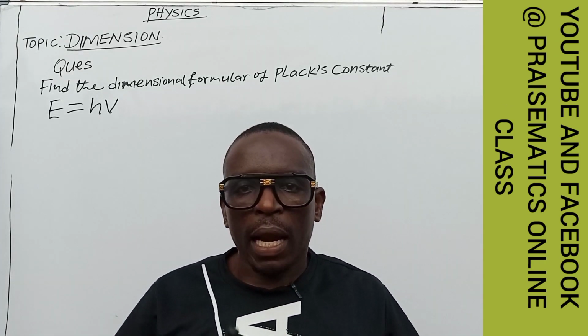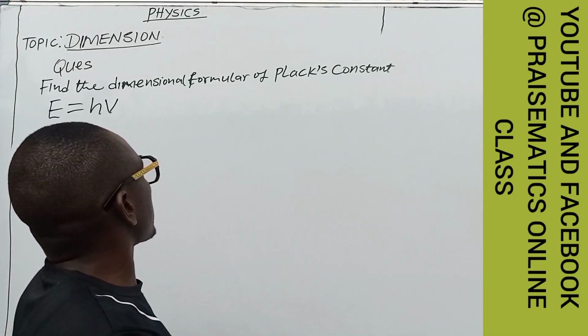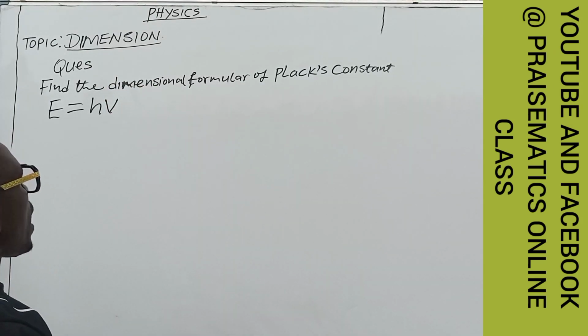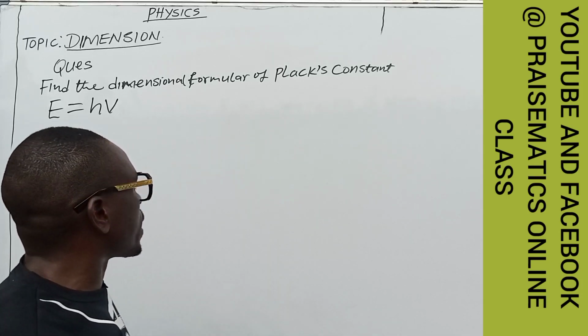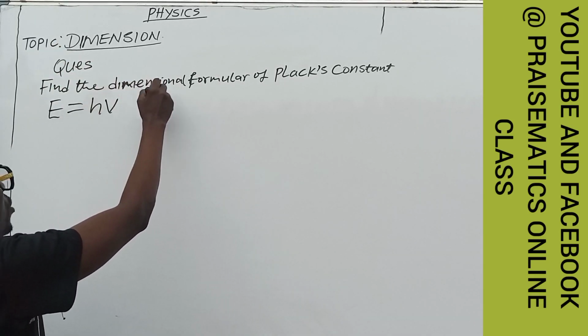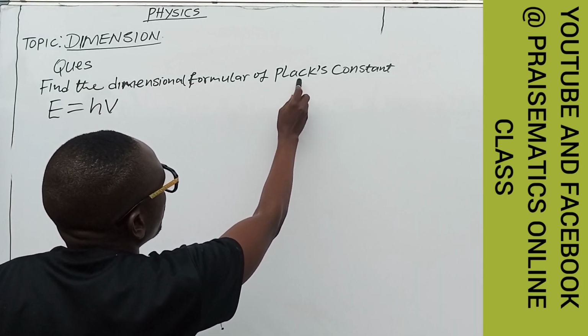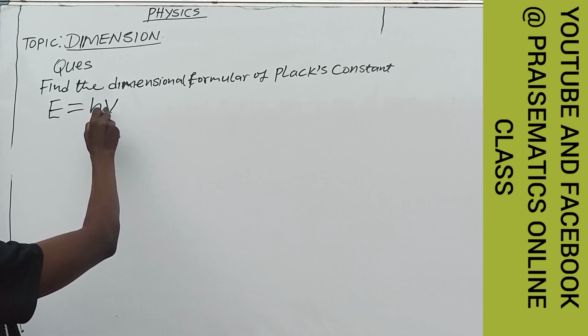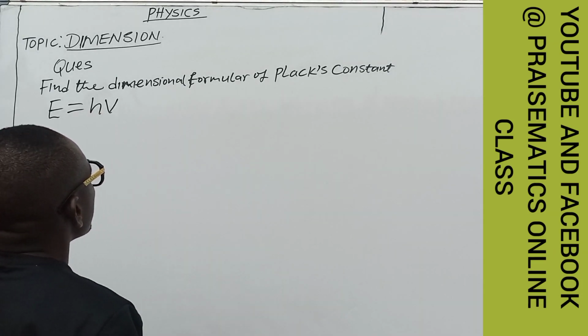In today's class, we are going to look at the topic on the board called dimension. Okay, now the question goes like this: find the dimensional formula of Planck constant, given that E is equal to hv. Okay, solution.